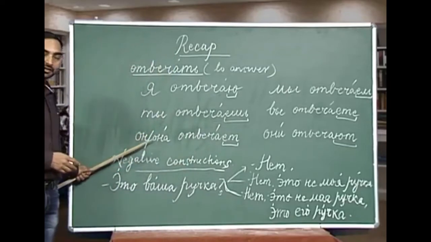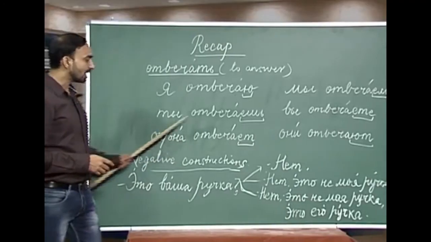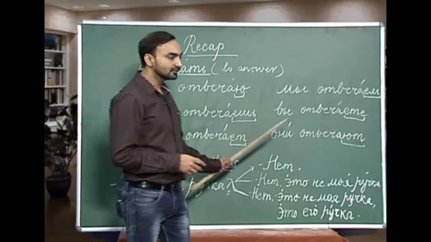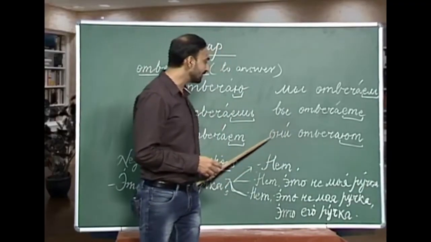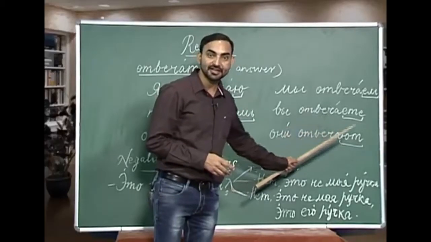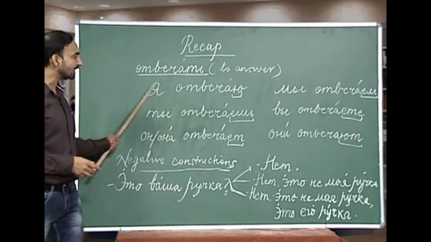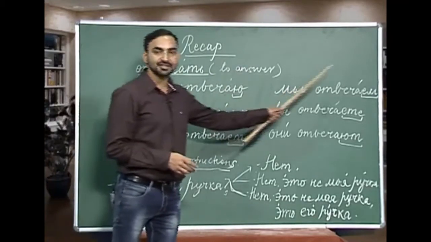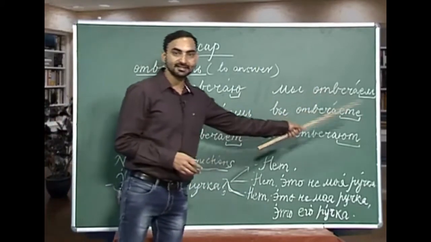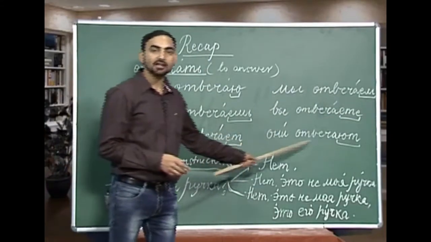With third person singular number, which is on and ana, on is he, ana is she, atvichayet, he or she answers. And with third person plural number, how do we conjugate this verb? Ani atvichayut, they answer or they reply. Let's do it once again. Ya atvichayu, me atvichayam, ti atvichayesh, we atvichayche, onana atvichayet, ani atvichayut.